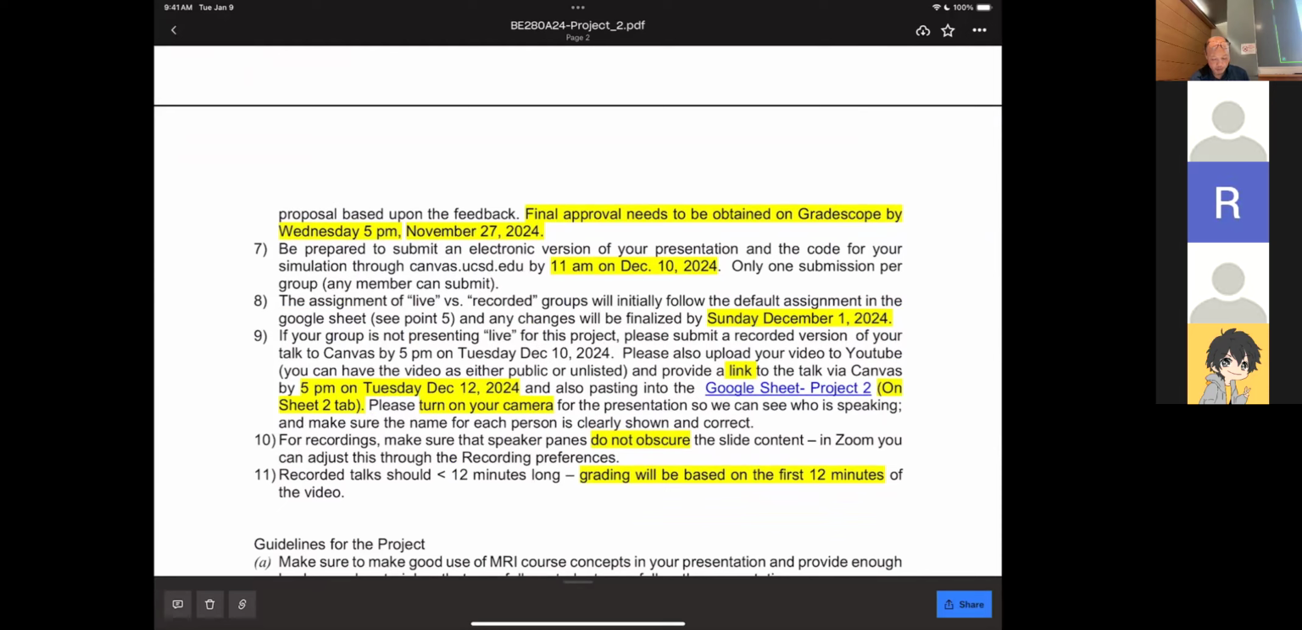So yeah, there are just things about recordings, like making sure we can see you on the recording, and also don't have your profiles overlap your presentation. So there are just little logistical things there.